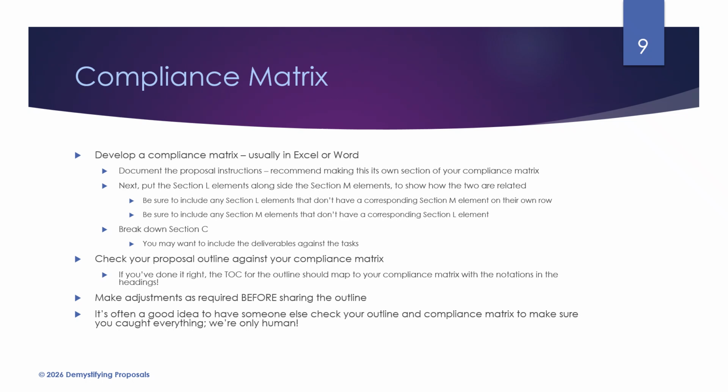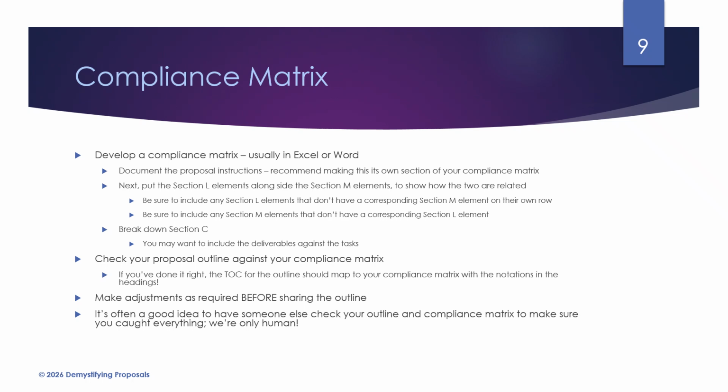Then you want to check your proposal outline against your compliance matrix. If you've done it right, the table of contents for the outline should essentially map to your compliance matrix with the notations in the headings, that is the section L and M and C requirements. Make any adjustments as required before sharing the outline.